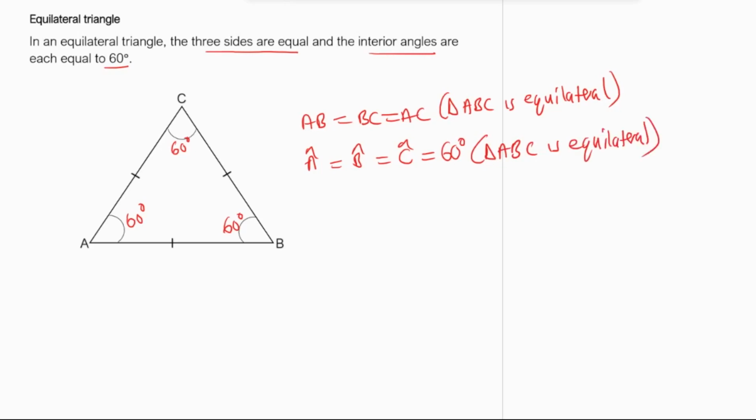So basically these are the types of triangles that we deal with. The next tutorial is about the properties of triangles.